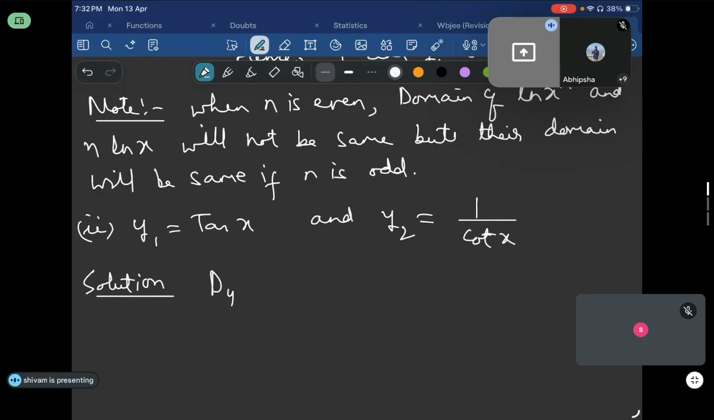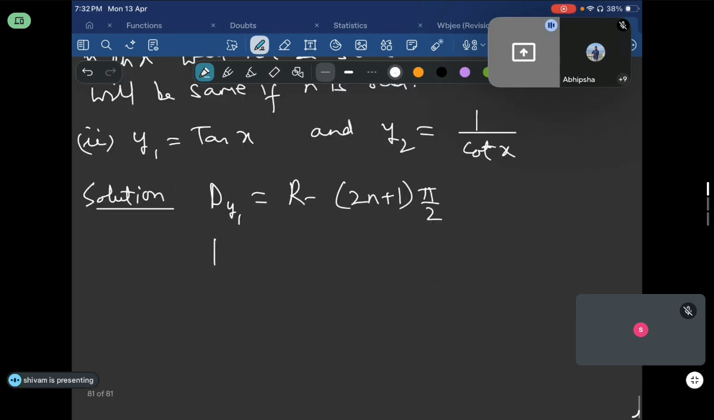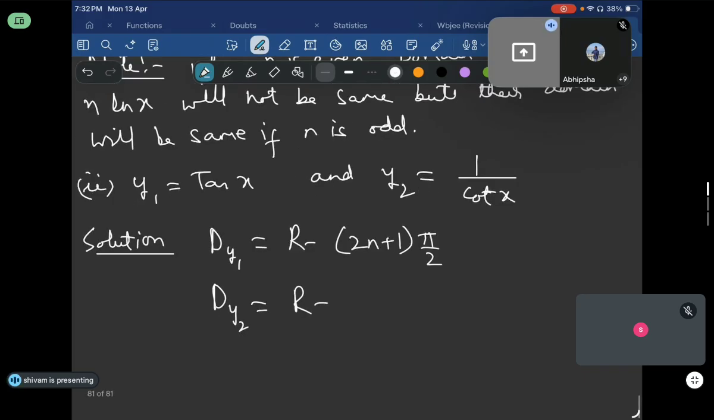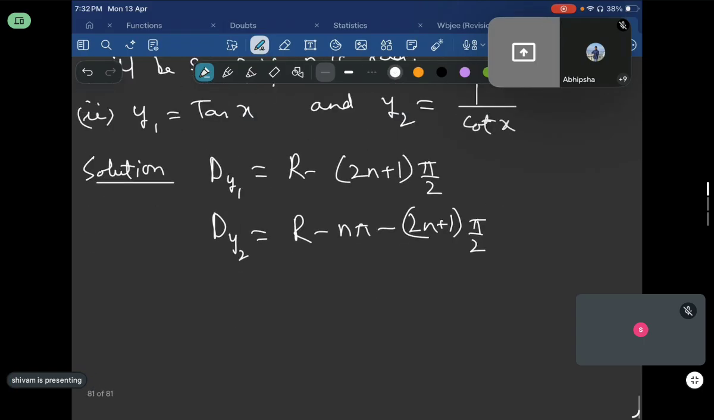Domain of y1 will be equal to R minus (2n plus 1) whole pi by 2 for all n belonging to integers. Whereas domain of y2 will be R minus, first of all, cot x should be defined, that is n pi, and cot x should also not be equal to 0, so minus (2n plus 1) whole pi by 2. So they are not identical.